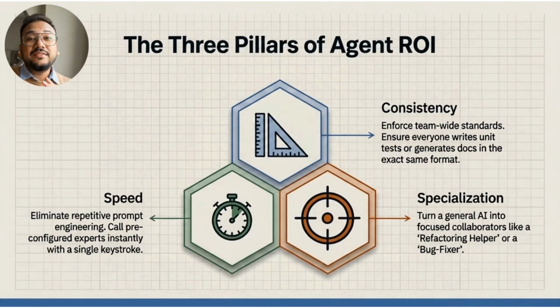You can create highly focused agents for very specific jobs. For example, a bug fix agent that always explains the root cause of an issue before suggesting a fix. Or a refactoring helper that only focuses on improving code structure without changing what it does. These specialized agents turn Copilot from a general purpose assistant into a team of expert collaborators.